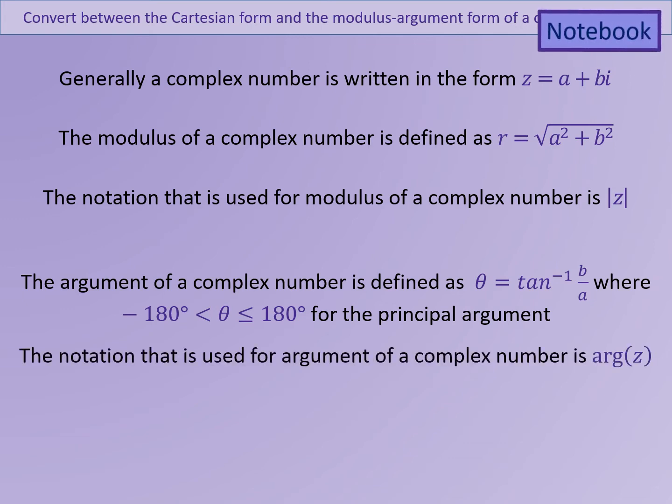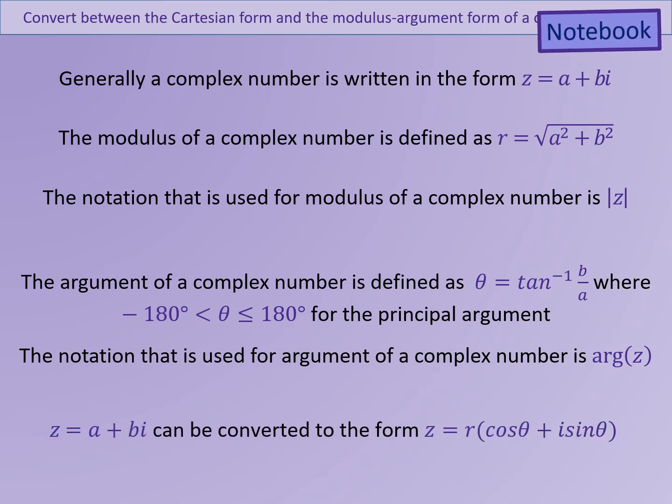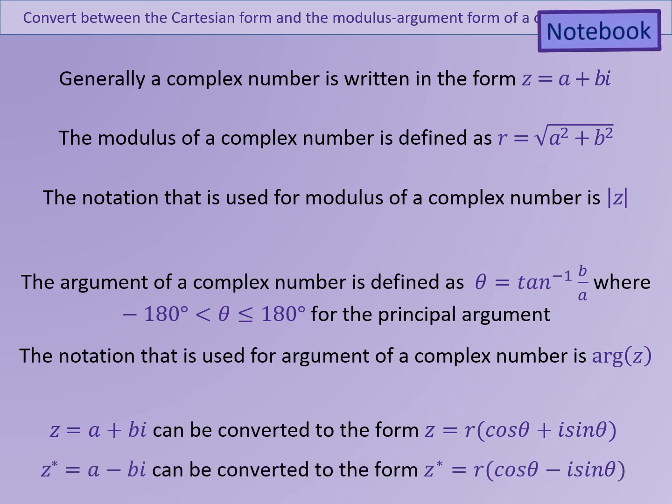An alternative notation for arguments is that we can just use the word arg. So arg z just means the argument of complex number z. And we can also convert z equals a plus bi into this form. We can write it as z equals r bracket cos theta plus i sin theta. r is the number that you've just found for the modulus, so in the previous question, r would be root 13. Theta is the number that you just found for the argument, so it would have been the number we found on the previous slide. Similarly, the complex conjugate z star, that's written as a minus bi, can be converted into r bracket cos theta minus i sin theta.